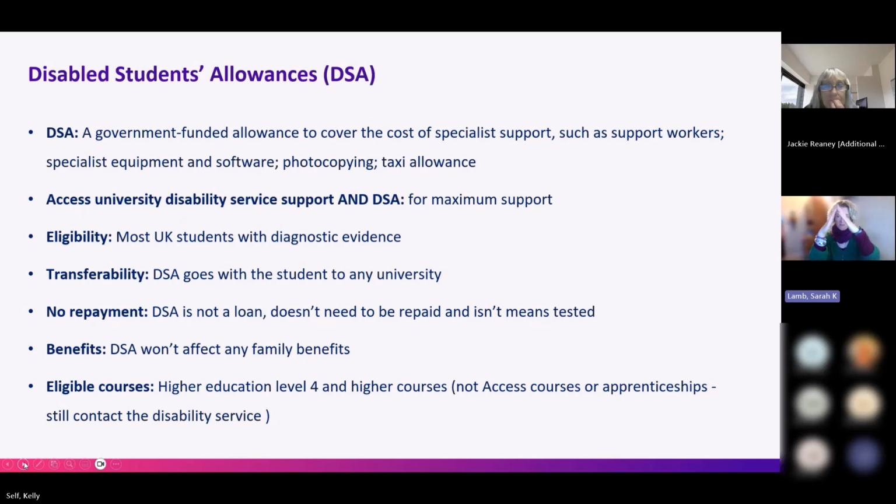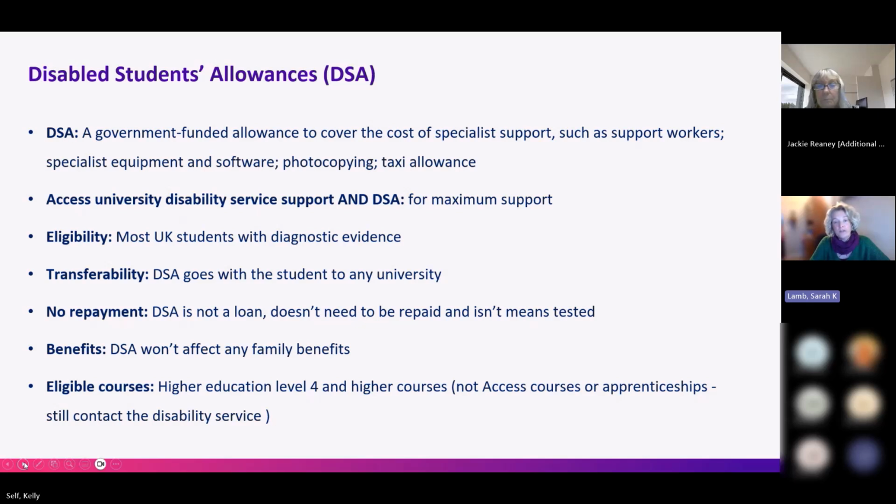If you think of it as a triangle, at the bottom of the triangle you've got inclusive practice of how universities work, and then you've got the support that the university can put in place through learning contracts and reasonable adjustments, and then the top bit of the triangle is the very specialist support that would come through Disabled Students Allowance. Like Alison said, that could be equipment, software, funding for photocopying or printing, and a taxi allowance. Not all disabilities will be eligible for all these things. It's based on need. So the best thing to do is to access the University Disability Services and Disabled Students Allowance to get the maximum amount of support.